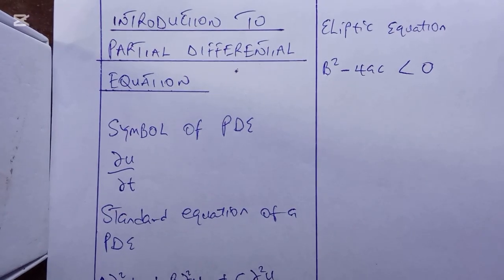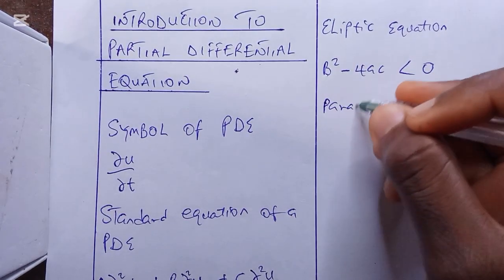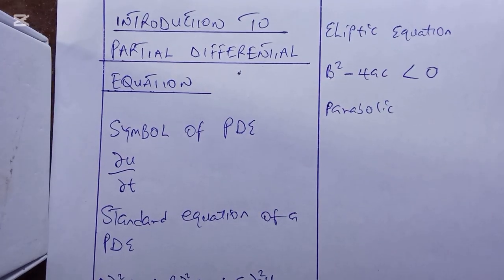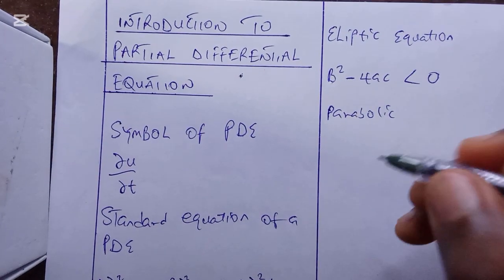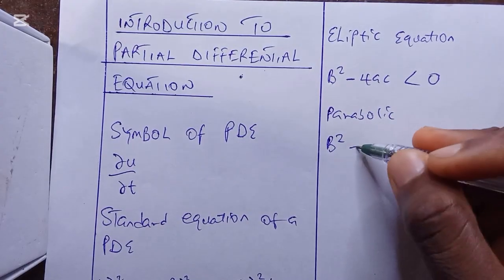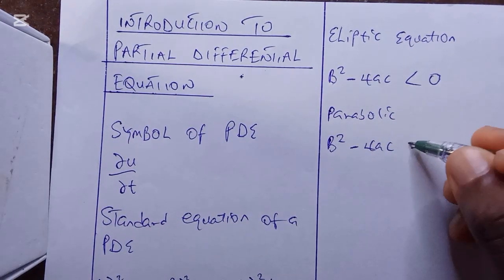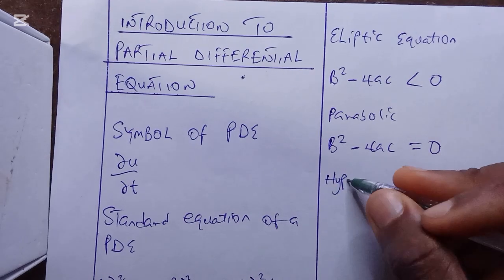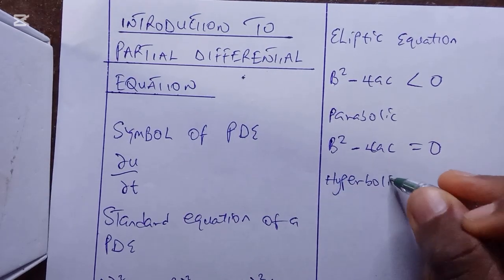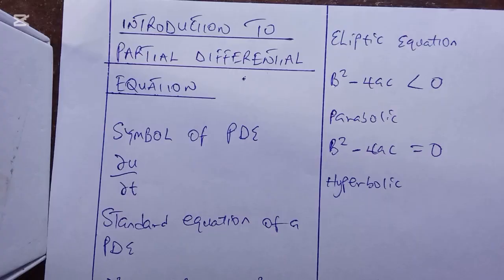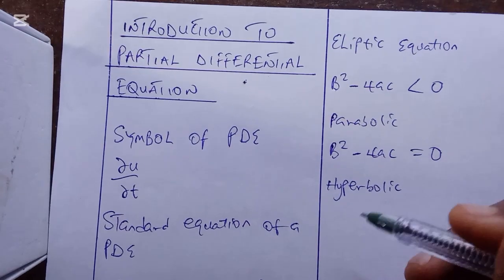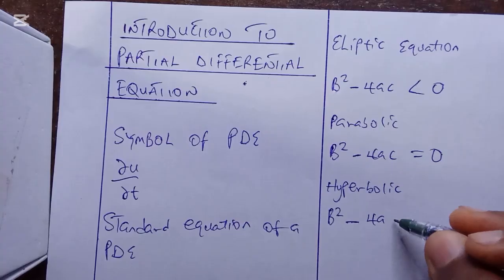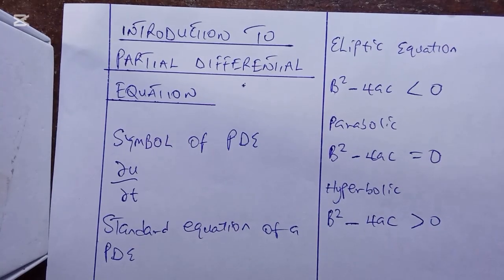For a parabolic equation, your discriminant, which is b square minus 4ac, should be equal to 0. So b square minus 4ac equals 0. And finally, for a hyperbolic equation, your discriminant should be greater than 0. So our discriminant b square minus 4ac should be greater than 0.